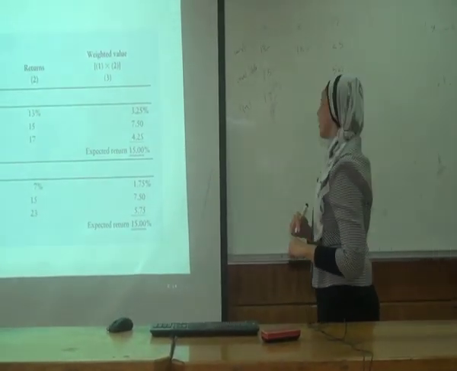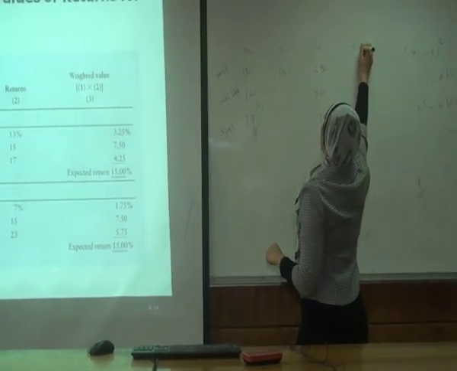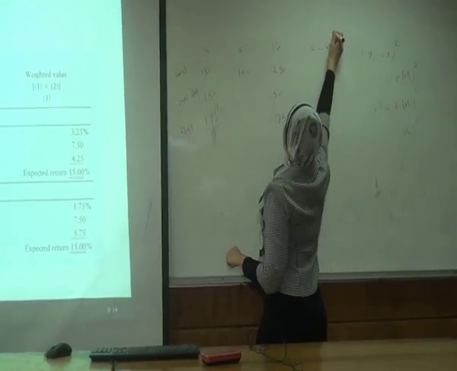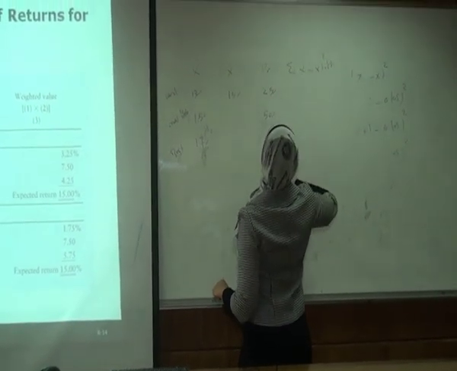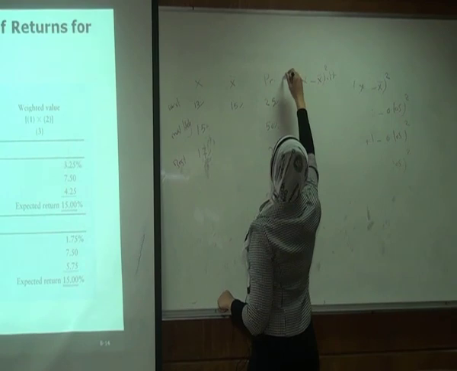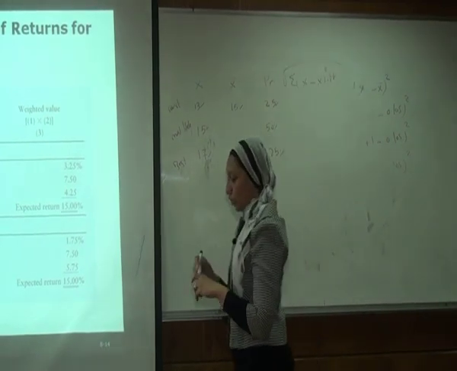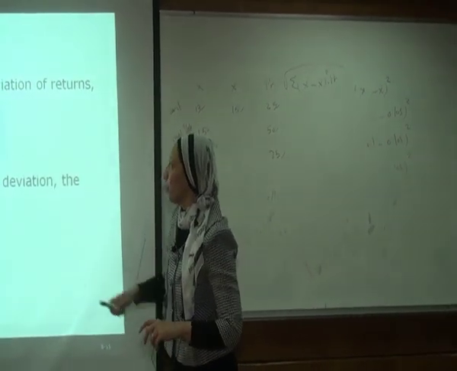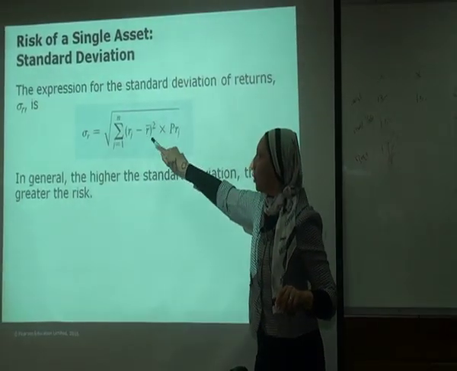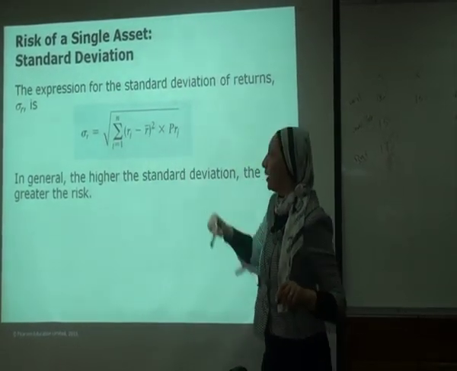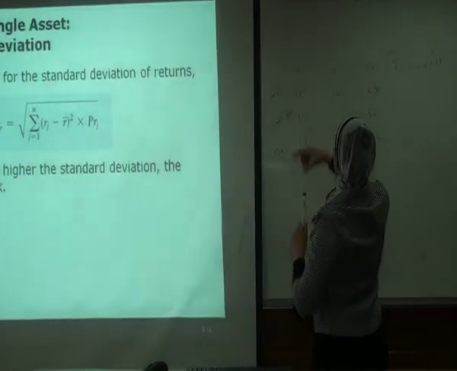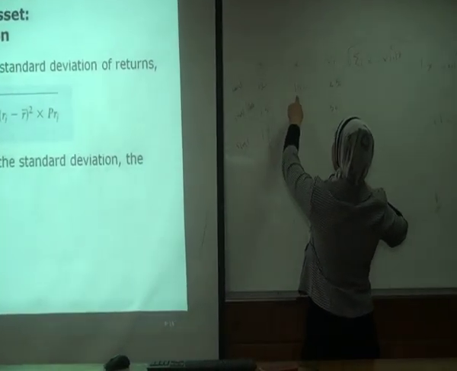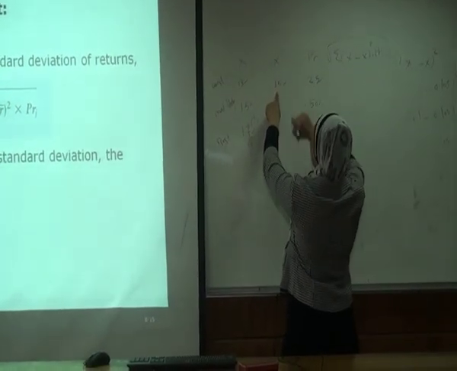How to calculate the risk? It's x minus x bar, power 2, multiplied by probability. You will get the summation of this, okay, and then you will calculate the standard deviation here. So r minus r bar power 2, multiplied by the probability, the summation. How to do this here? So here you need to know x minus x bar, power 2, multiplied by probability.